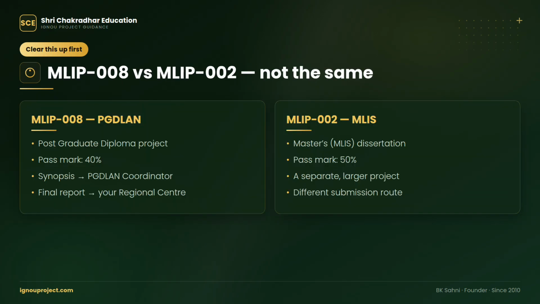Now, one thing confuses many students, so let us clear it right away. MLIP-008 is not the same as MLIP-002. MLIP-008 is the PGDLAN diploma project, and its pass mark is 40%. The synopsis goes to the PGDLAN coordinator, and the final report goes to your regional center. MLIP-002 is the MLIS Master's Dissertation, with a 50% pass mark and a different, larger project. If you are an MLIS student, we have a separate video for you, linked in the description.